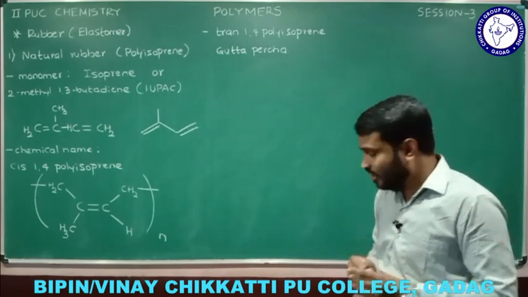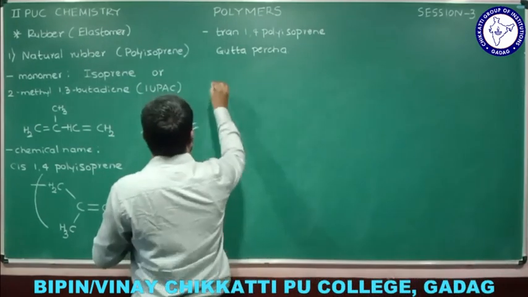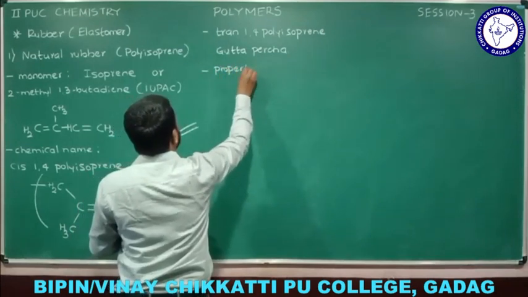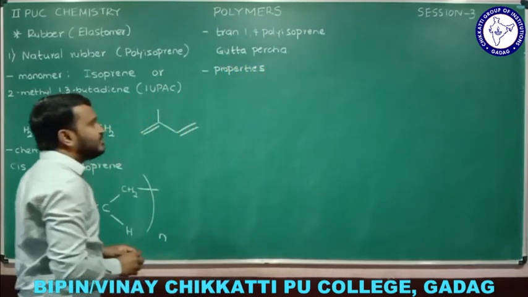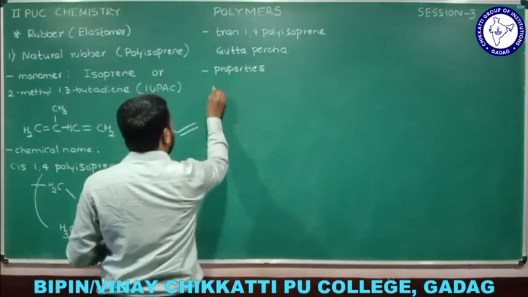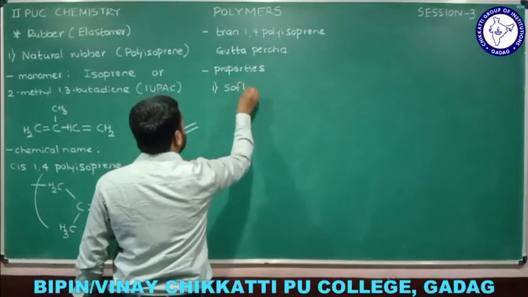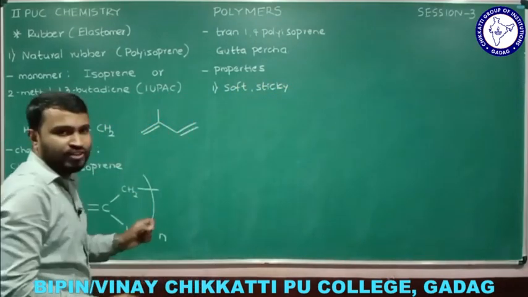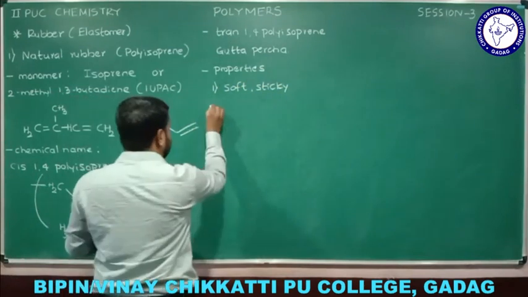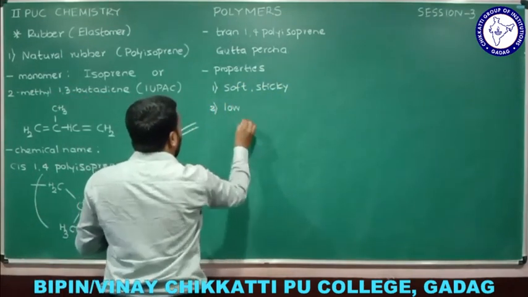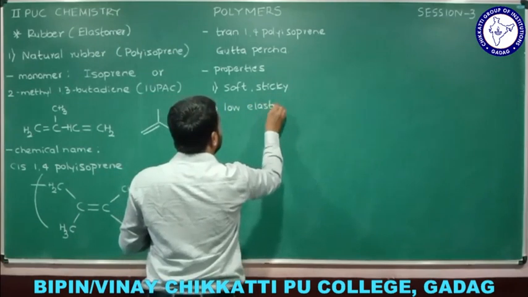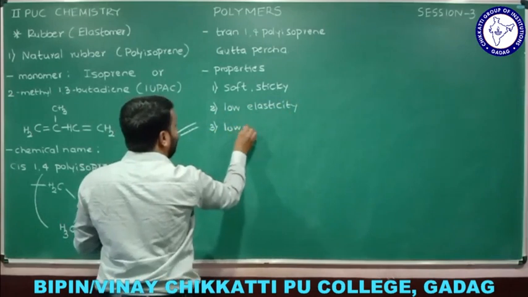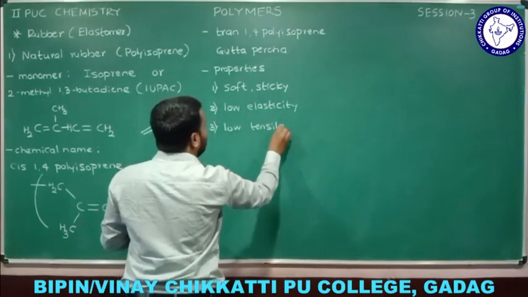So now we'll see the characteristics, the properties of natural rubber. What are the properties of natural rubber? It is very simple. Natural rubbers are soft and sticky. They are too soft and sticky in nature. You have greater viscosity, and it has low elasticity. The elastic nature is very low, and low tensile strength.